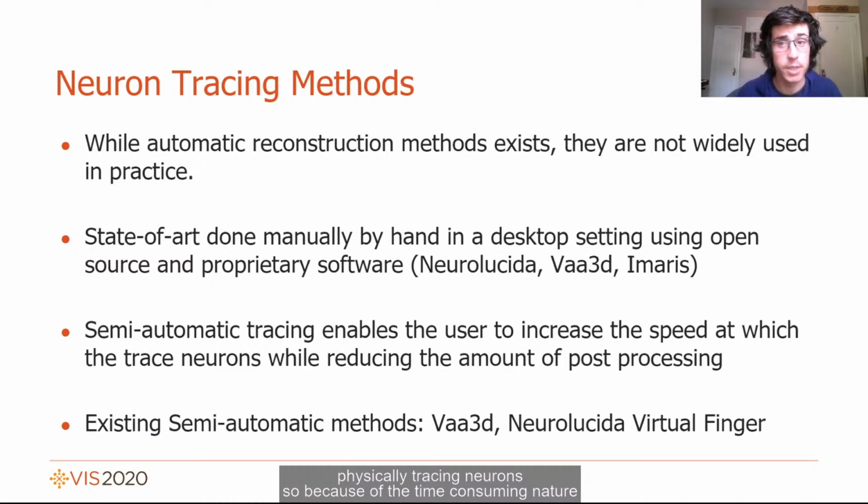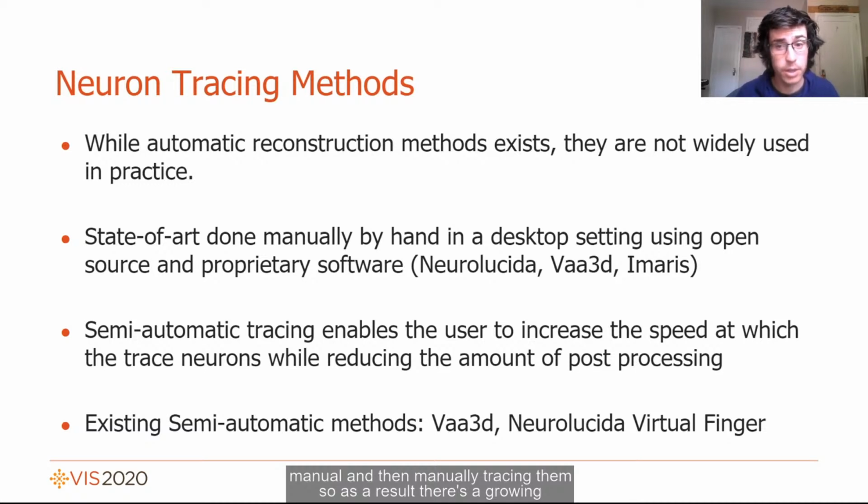Because of the time-consuming nature of neuron tracing, there has been a significant amount of research devoted to creating fully automatic reconstruction methods that vary from image processing techniques to machine learning models. However, in practice, these methods are not widely used because they struggle with the noise and gaps in signal from the data. Ultimately, manual intervention and post-processing is required in order to review these traces, and that step ends up being more time-consuming than manually tracing them.